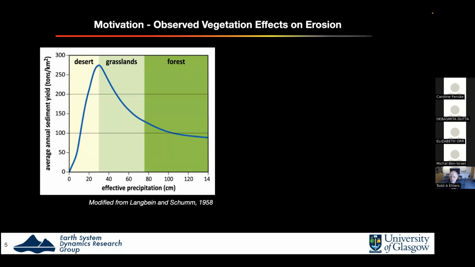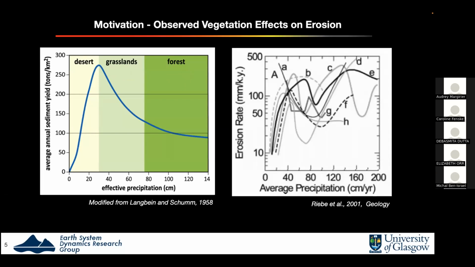And numerous other people have looked at this to validate it and see if it works. In 2001, there was a really nice synthesis of this concept published by Cliff Riebe. That's what you see here, where we're looking at average precipitation versus erosion rate. The Langbein and Schumm curve is actually one of these that's buried in here. But the point is, it looks like a pot of spaghetti.